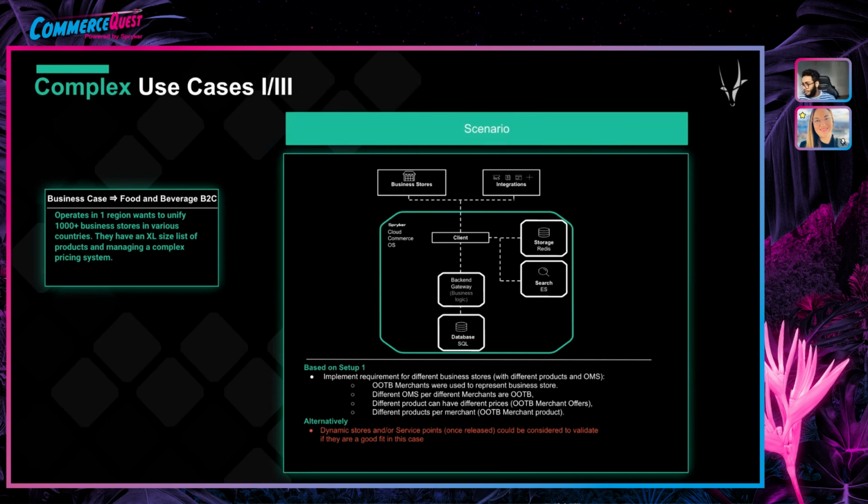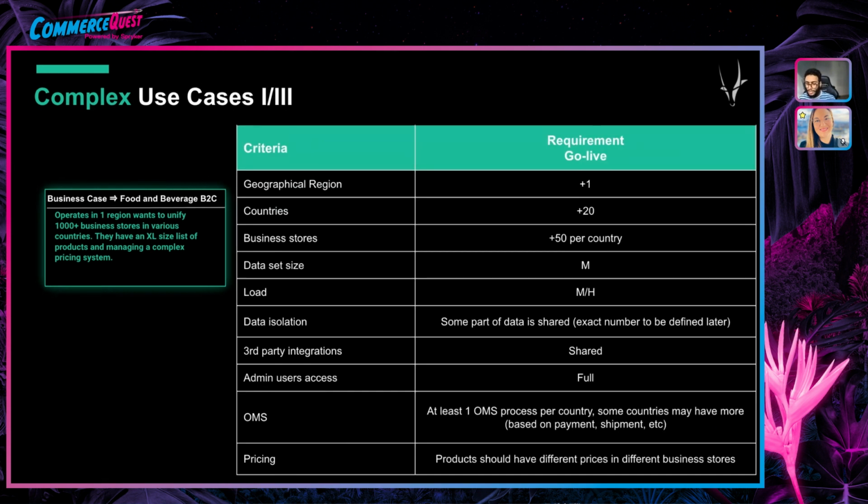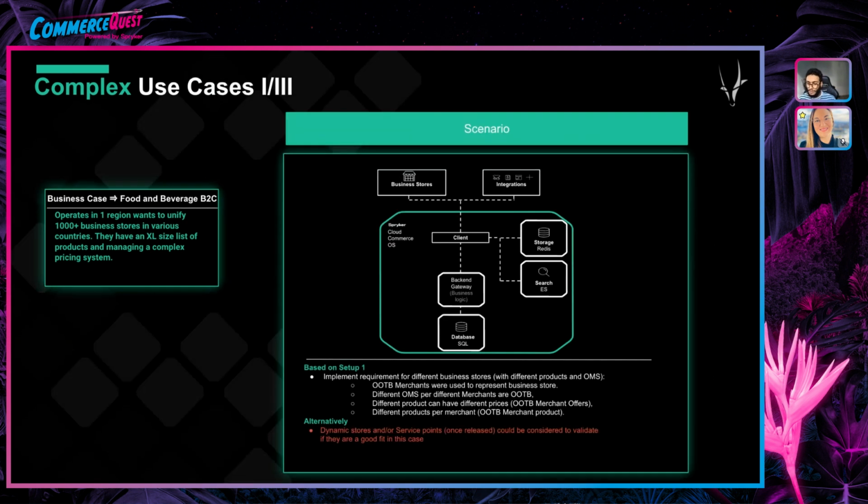So you have an OMS per merchant, which is also an out-of-the-box feature that can be implemented in this use case. Different products can have different prices through the out-of-the-box merchant offer. Different products per merchant also. This is provided out-of-the-box. So some of these details for the pricing in the OMS could have been solved in this use case with the merchant as business store representation. And alternatively, again, the dynamic store in the service points could actually replace this implementation or this customization that was done to solve the requirements.